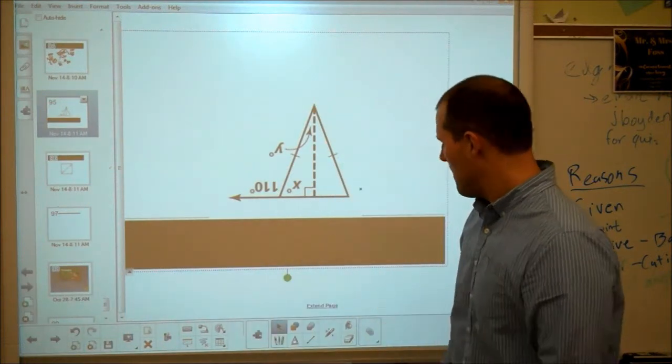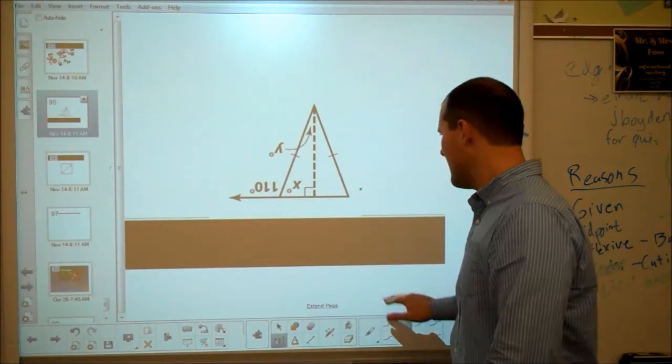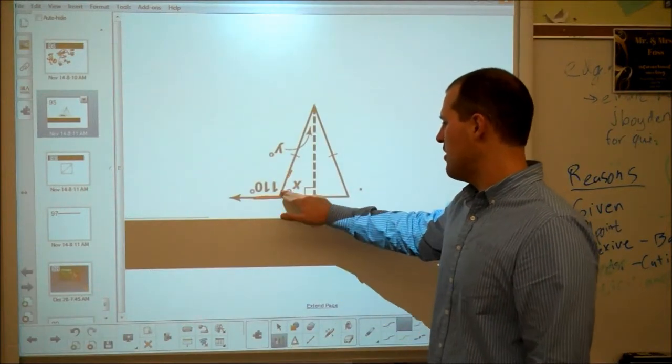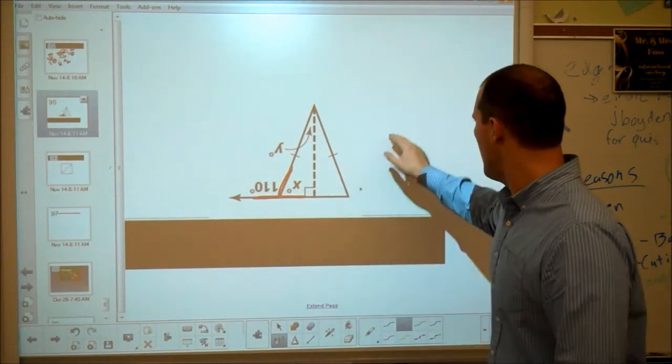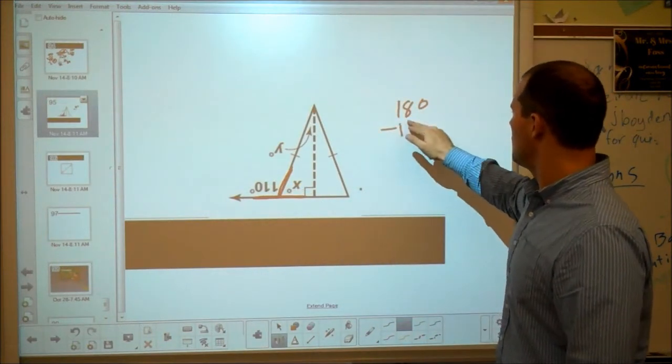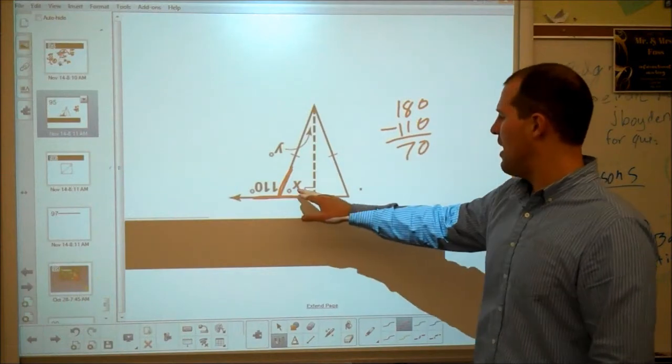Okay, so with this one, for a lot of people it's a little bit easier to see that we have a linear pair down here. So they must be supplementary. Okay, 110 right there, x right there. So 180 minus 110 is 70. So boom, x is 70.